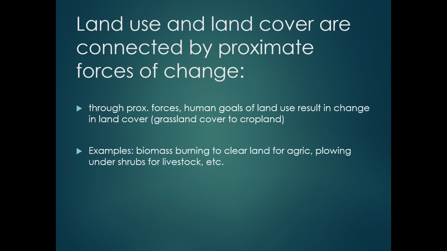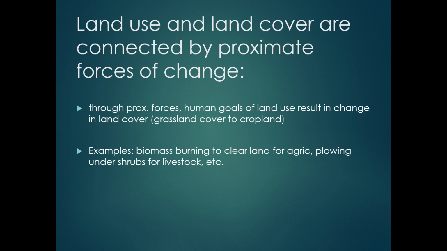So it might be biomass burning to clear land for agriculture. It could be, when we talk about the rainforest, slash and burn agriculture. In order to clear the land to attempt to grow their own food, many peasants, peasants means someone who doesn't have land, is landless.